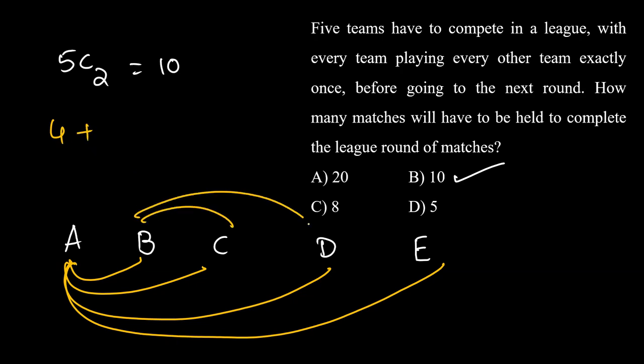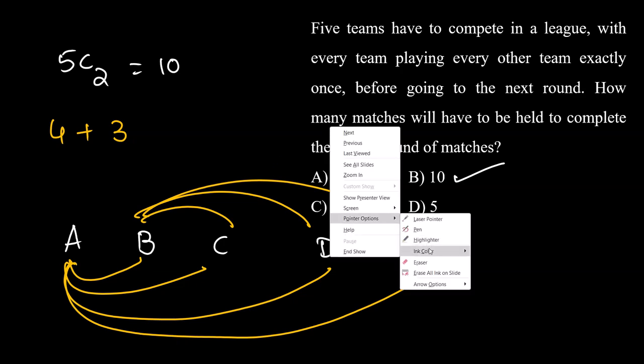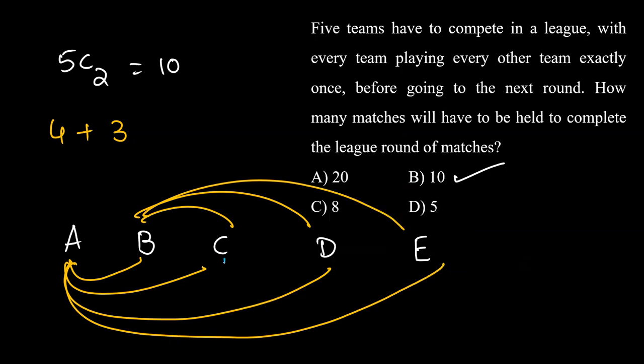Then B with C, B with D, B with E, three matches. Don't argue about B with A; A playing with B and B playing with A is the same. Now C with D, C with E, two more. D with E, one. So total 10. That's the thing.